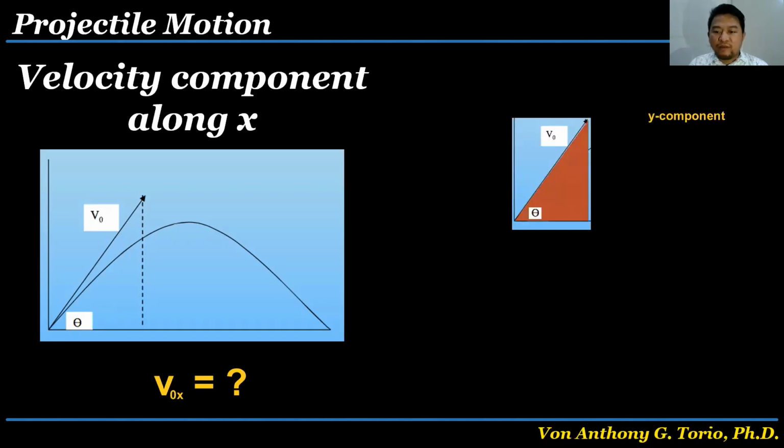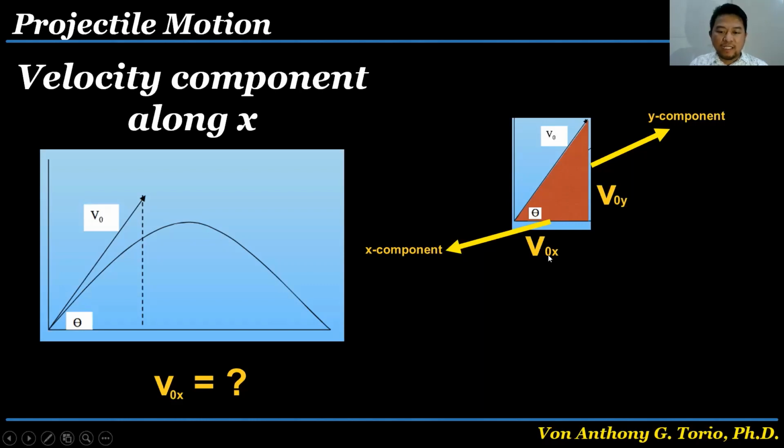Since our concern for the meantime is the x component, we can focus our attention on v naught x here, which is the x component of the initial velocity. And then in a while, we'll talk about the y component of the initial velocity. Notice that the initial velocity along x is related to the angle, and its relationship is that v naught x is adjacent to angle theta here.